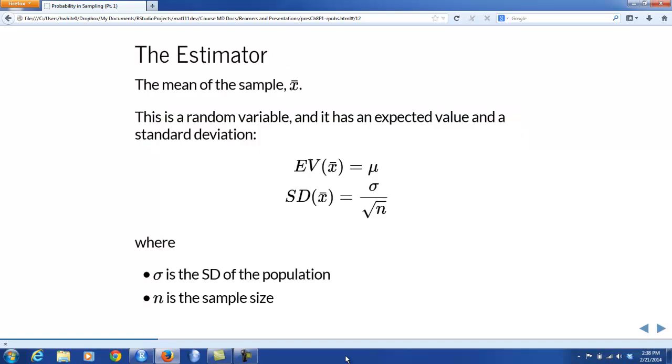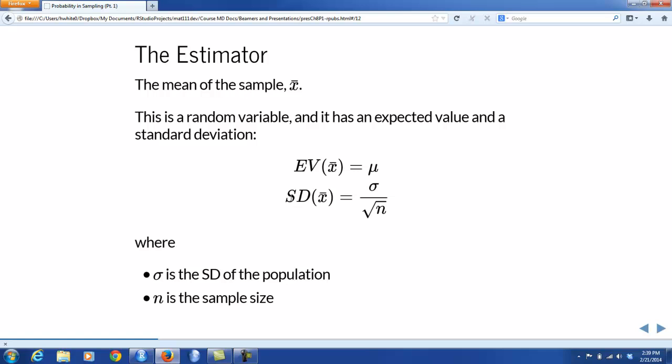The estimator is the sample mean x bar. Because the sample mean is a random variable, it is, after all, a number computed from the sample, and the sample depends on chance. As a random variable, it has an expected value and a standard deviation. The expected value of x bar turns out to be just the mean of the population, mu. Sometimes x bar will be bigger than mu, sometimes it will be less. But if somehow you could take sample after sample after sample and average up the sample means that you get from each sample, in the long run you would get a number extremely close to the population mean, mu.